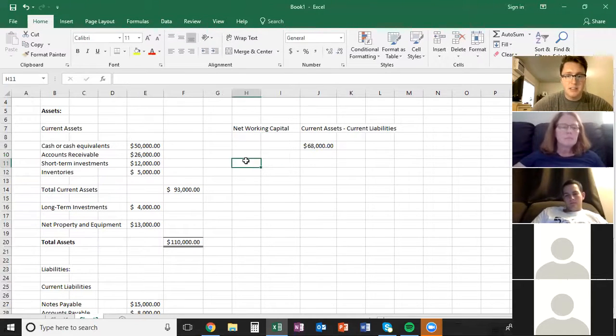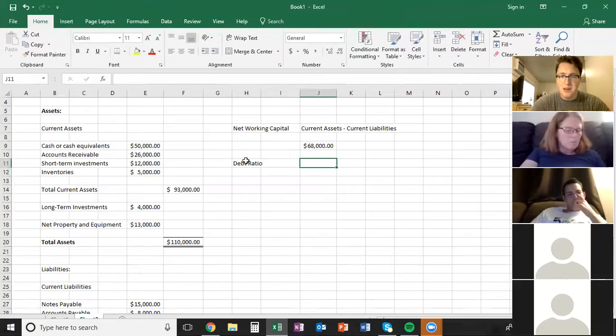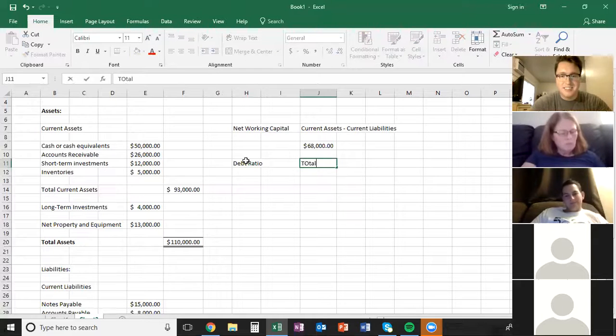All right, the second thing that you need to be able to calculate from the balance sheet is your debt ratio. Again, can anybody tell me how to calculate it before I tell you? Anybody know? Isn't it your total liabilities divided by your total assets? Yes, it is, exactly. Total liabilities divided by total assets.